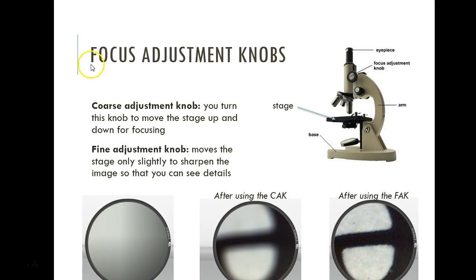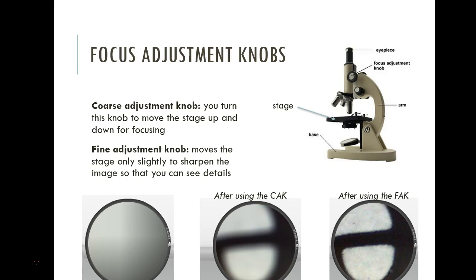Okay, so we're going to go over now the difference between the two different focus adjustment knobs and how you use them to focus your image. Okay, so this is a close-up of looking at the letter E. When you put the slide onto the microscope, you're going to see that you don't really see much at all, right? You might see a little bit of gray color showing you that there's probably something there, but you can't actually see the image.